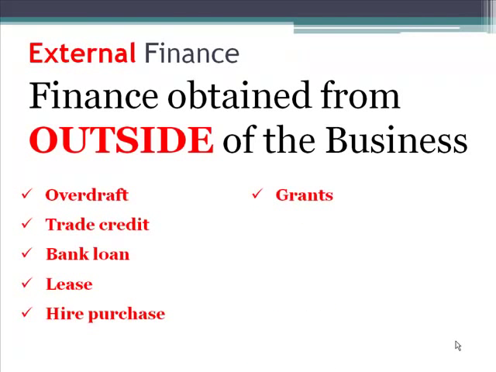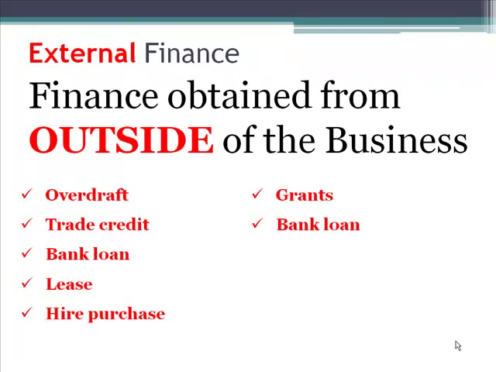Grants. This is a government initiative which, for example, if you're going to build an orphanage that's going to help young children who have not got parents, the government may give you a free amount of money just to help you out because you're doing a good thing. So a grant is something that you can get externally from outside the business as a source of finance, but you don't pay it back.